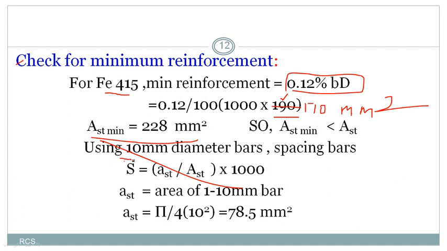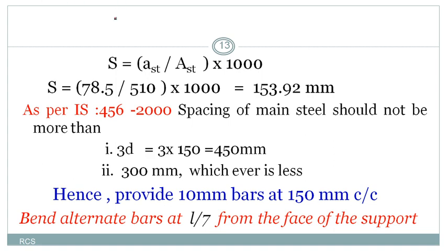For the spacing, as we have decided to provide 10 mm diameter bars, the spacing can be calculated by using this formula, that is S equal to small Ast by capital Ast into 1000. Here small Ast is the area of one 10 mm diameter bar, that is equal to 78.5 mm square. Now substitute the values of small Ast and capital Ast, we will get the spacing as 153.92 mm. And this value we have to check with our IS recommendation.